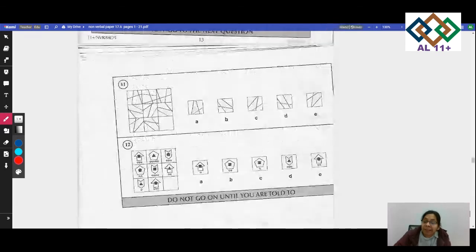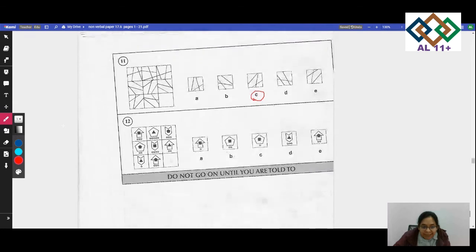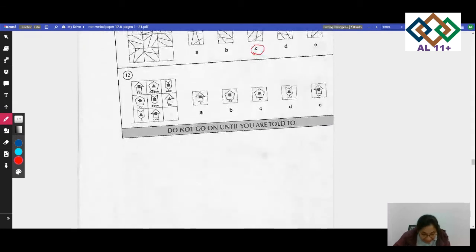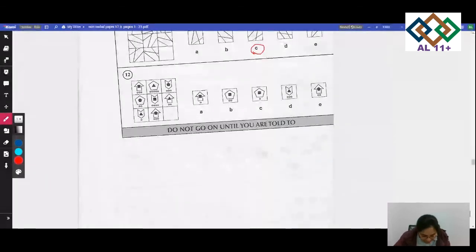So number 11 now. In number 11, what's happening? You need to complete this shape. So to complete the shape, it'll be a C. And number 12 is in each row, each column, there must be a last shape with 5 sides. So each of the shapes has 5 sides in it. So you need to calculate which one of them has that, and that would be a C.